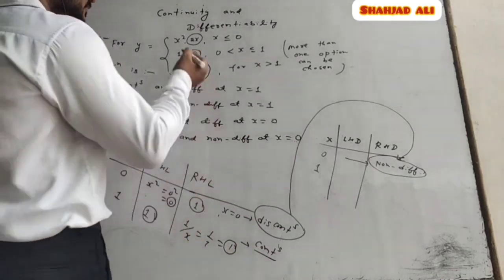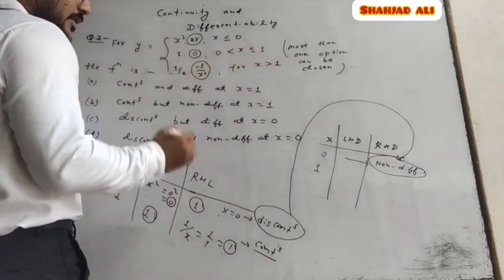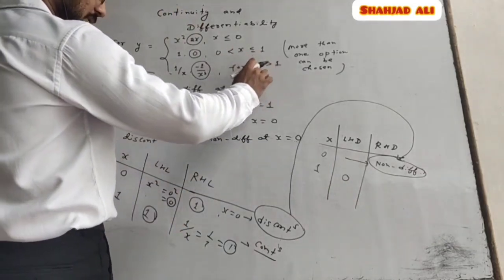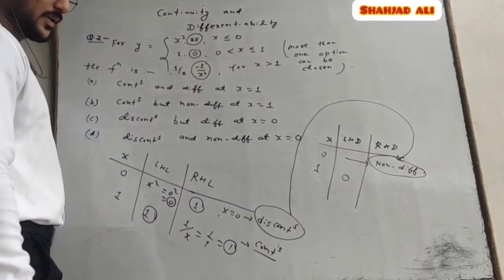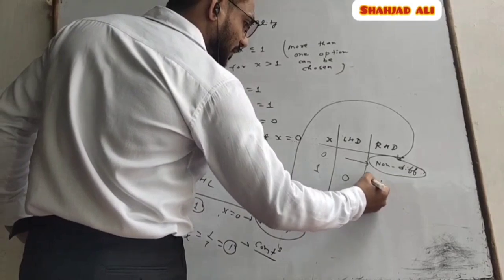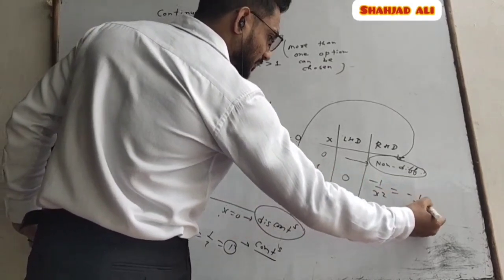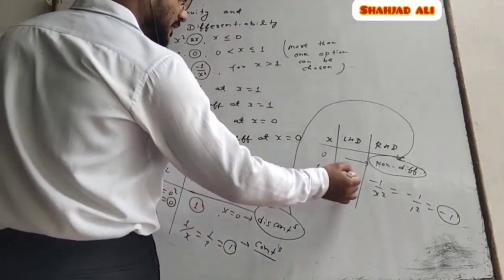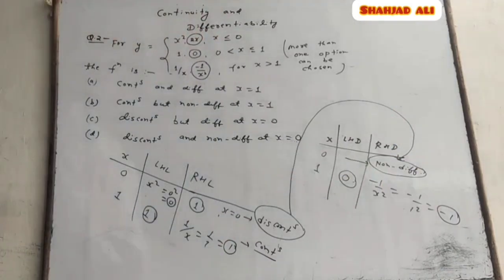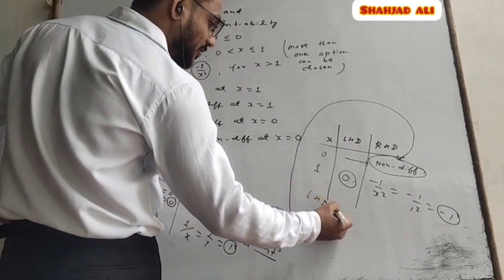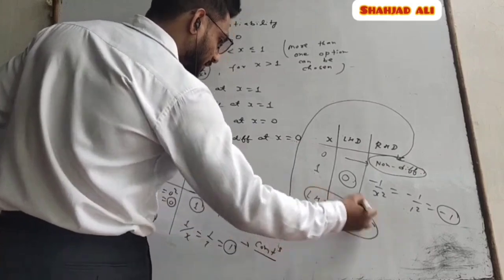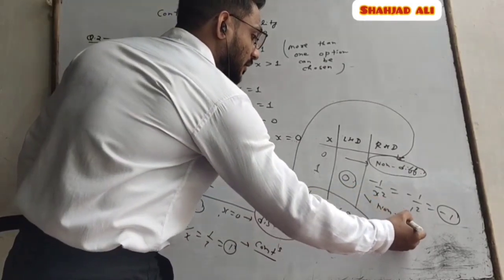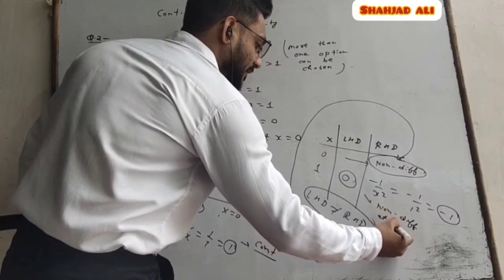Now let's check. For x less than 1, the derivative is 0, so the left hand derivative is 0. Now what about the right hand derivative? For x greater than 1, it is minus 1 upon x square. Put in 1, so minus 1 upon 1 square, it will be minus 1. Now that's interesting. Left hand derivative is 0, right hand derivative is minus 1. So it's clear that the left hand derivative is not equal to the right hand derivative, so it is non-differentiable at x equal to 1.